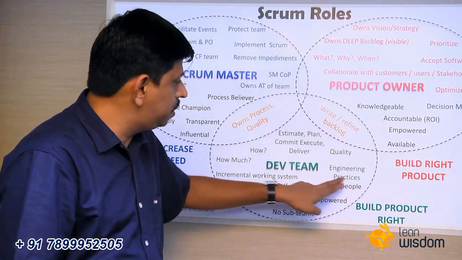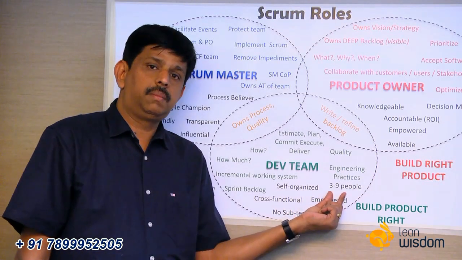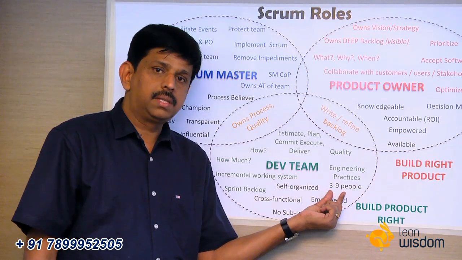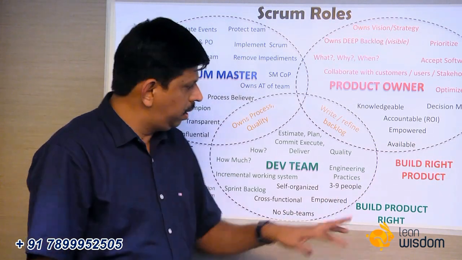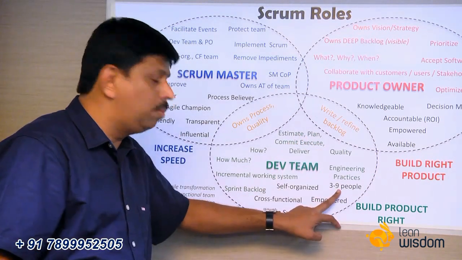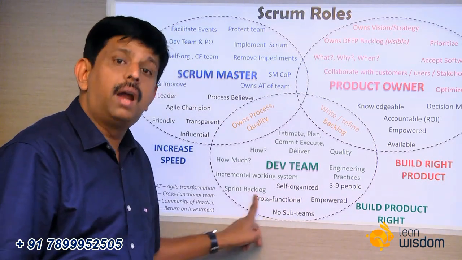The size is a maximum of 3 to 9 people. My experience, this is a definition by Scrum. The size can be 6 plus or minus 3 in the Scrum guide. My experience has always been that a team of 5 to 6 works beautifully compared to a team of 9. The smaller the team, the more cross-functional they should be, and they will be.